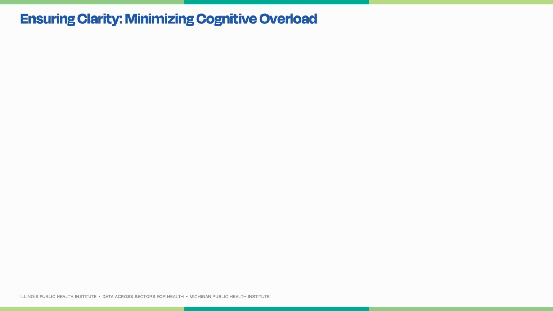We've seen how using color, shape, and position helps instantly highlight key insights. But what happens when a visualization presents too much information at once? That is where minimizing cognitive overload becomes essential. Let's look at a pair of examples.